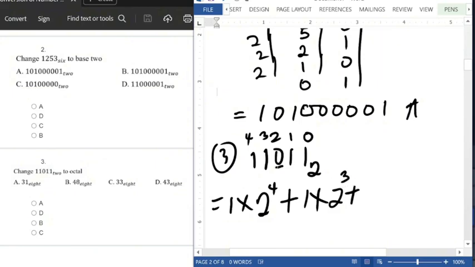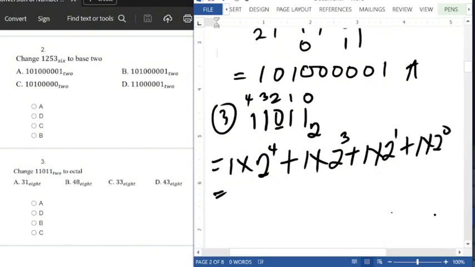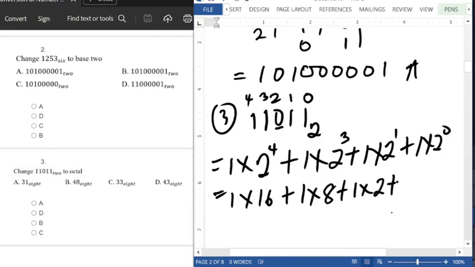so this 0 here, you might decide not to write it because when you multiply it by 0 it gives you 0. So not to waste our time, let's omit that. That's going to be 1 times 2 raised power 1 plus 1 times 2 raised power 0. So 2 raised power 4 is 16, plus 1 times 2 raised power 3, that is 8, plus 1 times 2 raised power 1 is 2, plus 1 times 2 raised power 0 is 1.